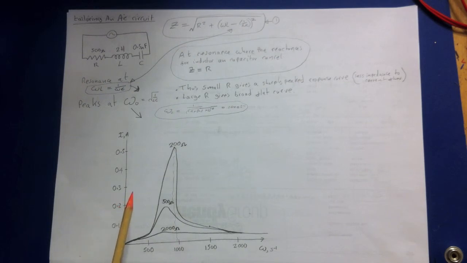Finally, note that the shape of the resonance curve is related to the overdamped and underdamped oscillations studied previously. Reviewing that, we see that the sharply peaked resonant curve corresponds to a small value of R, and a lightly damped oscillating system. A broad flat curve goes with a large value of R.